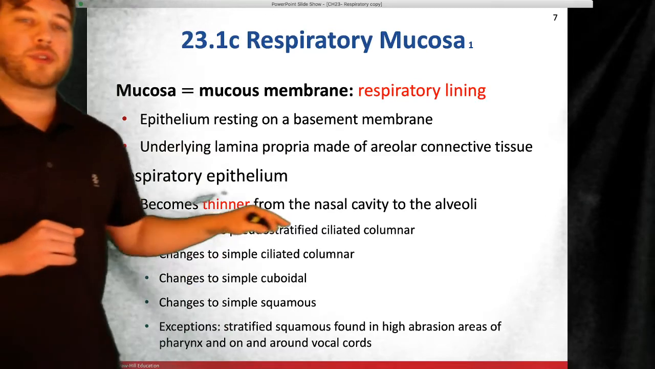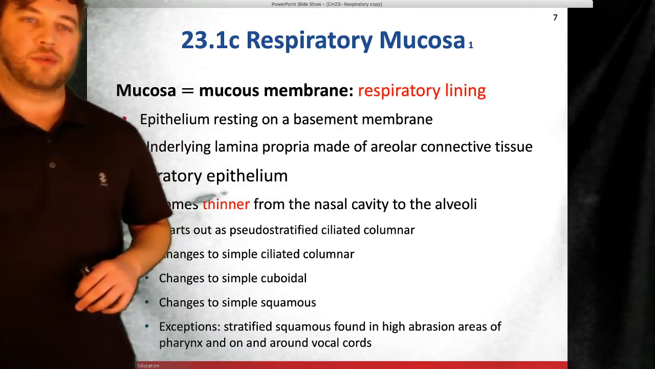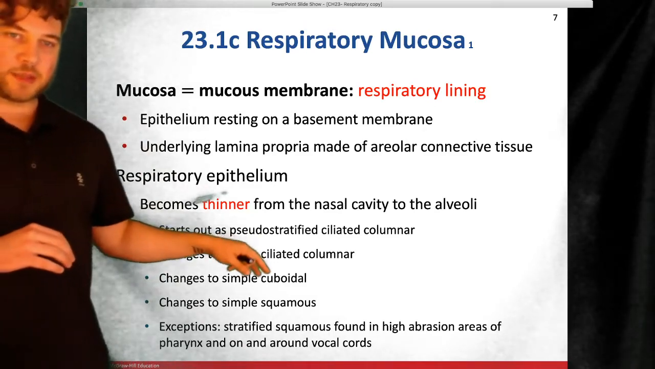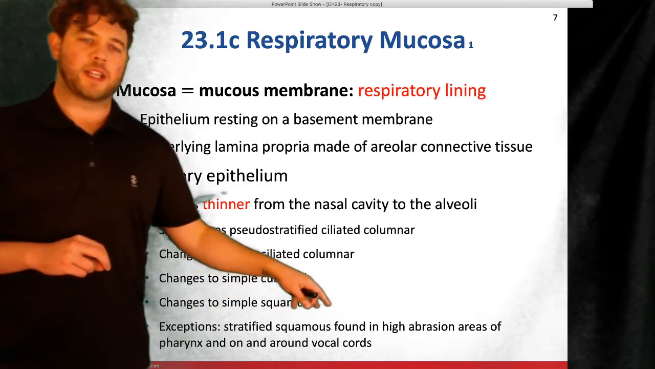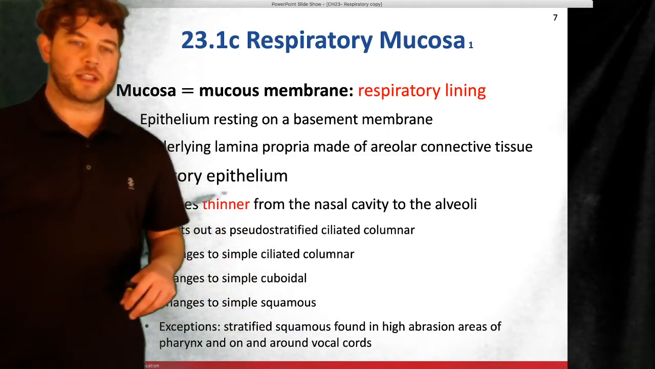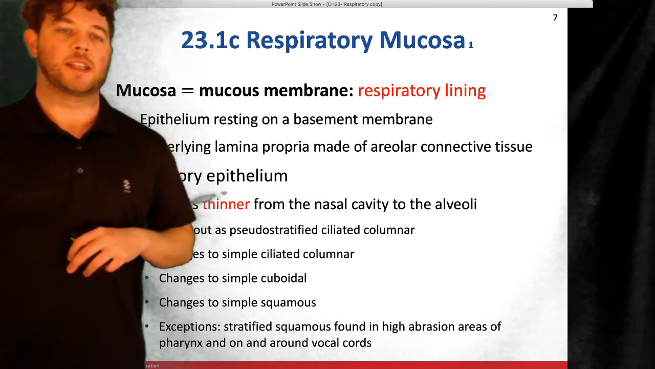It starts off as pseudostratified ciliated columnar in your nose and nasal cavity, pretty much down to your bronchioles, and then it starts to change into simple ciliated, simple cuboidal, simple squamous. The exceptions are going to be stratified squamous in the high abrasion areas around the vocal cords, and in the pharynx and your throat where you're swallowing, chewing, eating things.